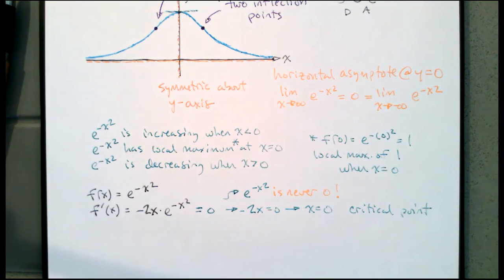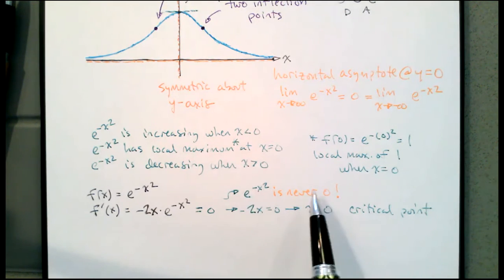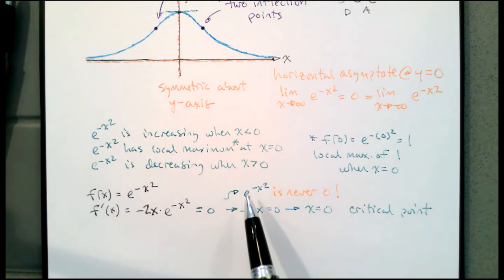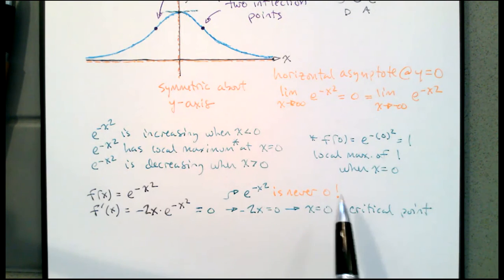So the function never equals 0. e to the negative x squared, this factor, is never equal to 0. We can't raise e to some number and come up with 0. The only way to get to 0 is through multiplication by 0 or adding an opposite. Can't get there through exponents.